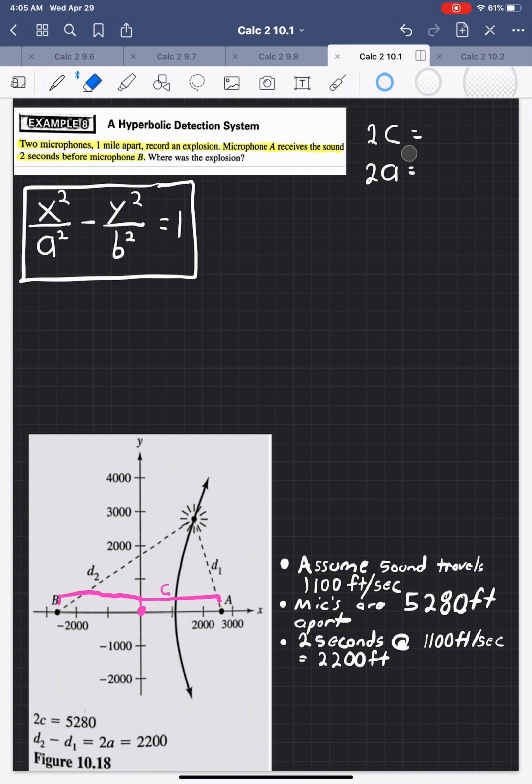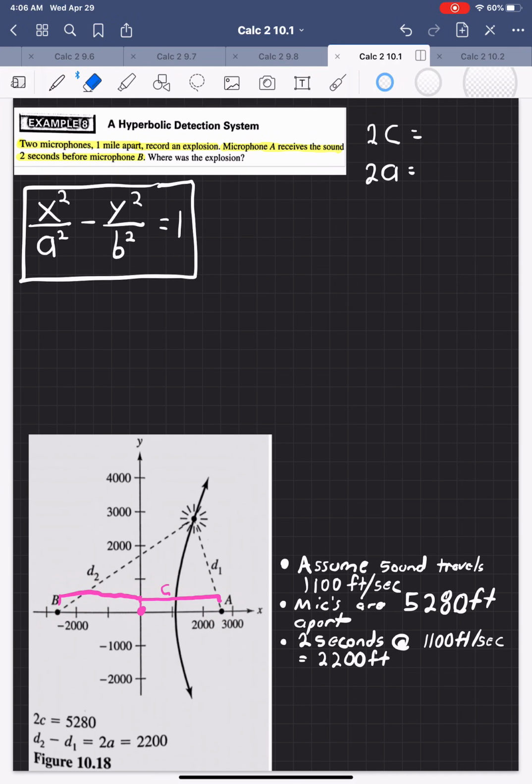Now, what I was saying just a second ago was, since the distance from one focal point to center is c, that would mean 2c is the distance from focal point to focal point. I'll say that one more time. The distance from center to focal point, we'll call that c. So what is 2c? Double c. Well, that would be the distance from focal point to focal point. And what is the distance from focal point to focal point? Well, aren't the microphones 1 mile apart?